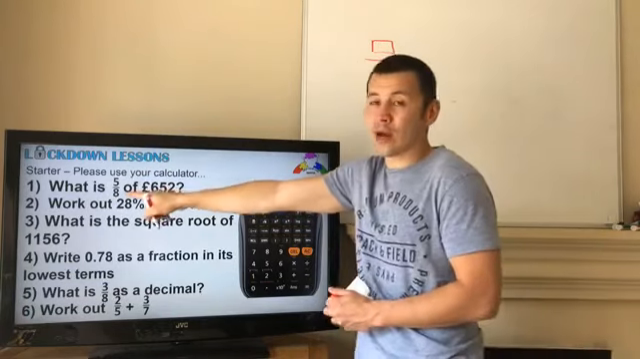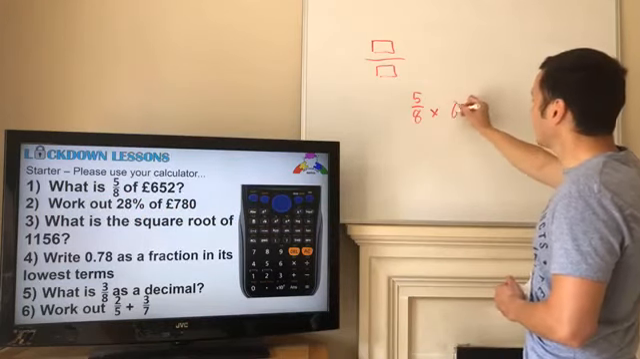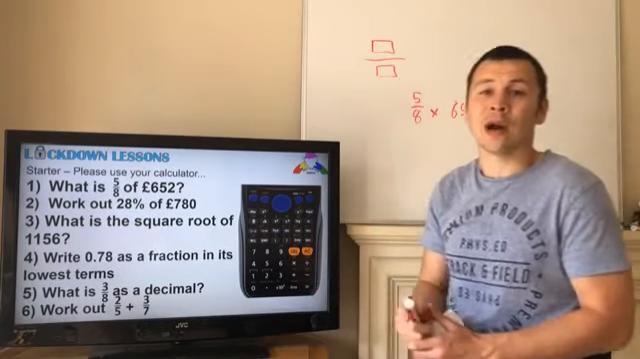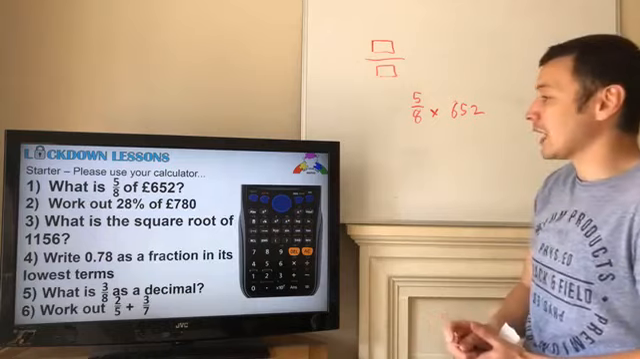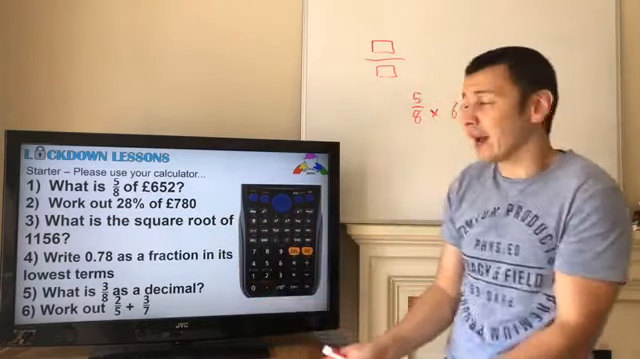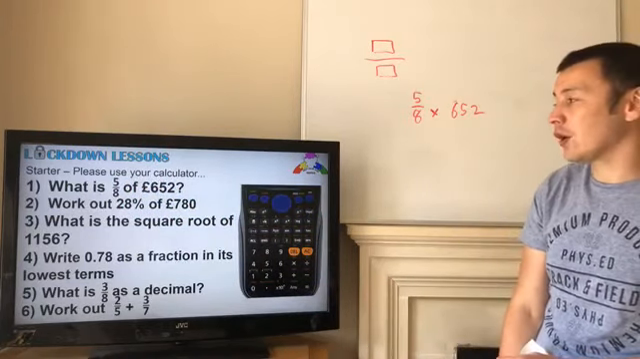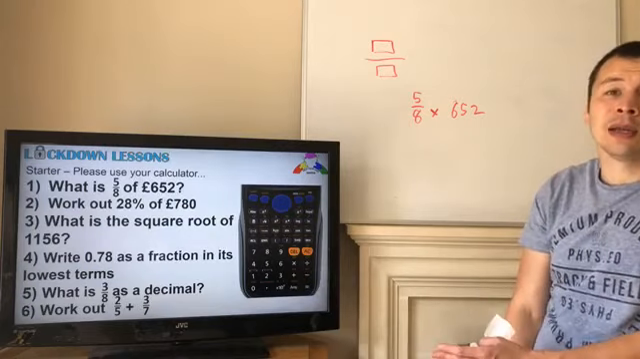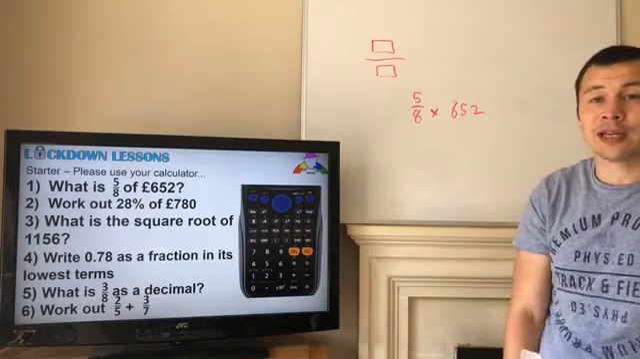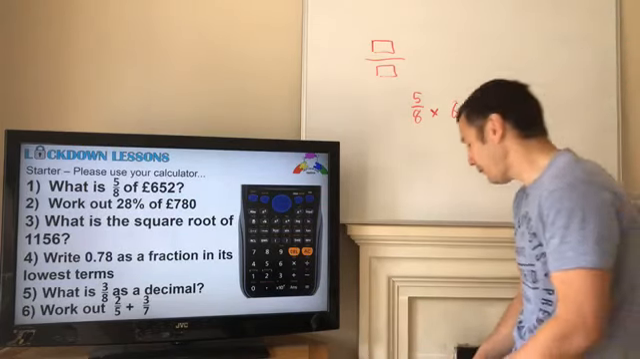Now, of always means multiply in maths. So it's 5/8 times 652. That will get you your answer straight away. 5/8 times 652. Right, we can use a bar and split it up, that's fine, but this is just a bit faster for just working out fractions of things when you've got a calculator. That's what I do all the time. If I'm working out a fraction of something on a calculator, I will just type it straight in. I do know how to do it without a calculator, but I want to save myself time and effort.